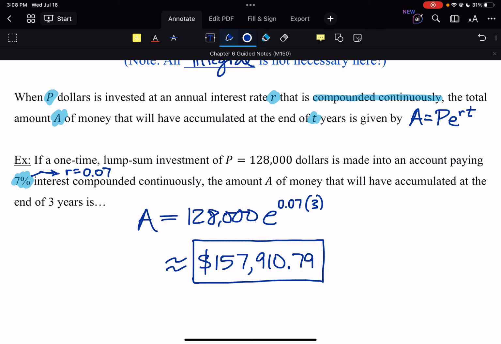So in this case, we put in $128,000 and just leave it there to grow interest for 3 years at 7%. And we end up making almost $30,000 out of that. We end up at almost $158,000.